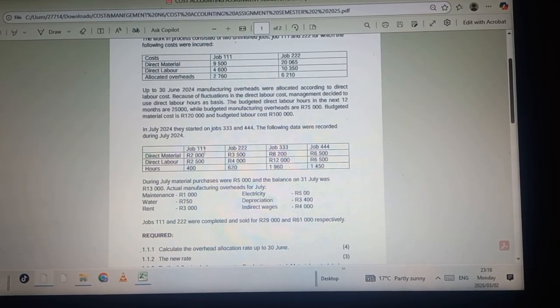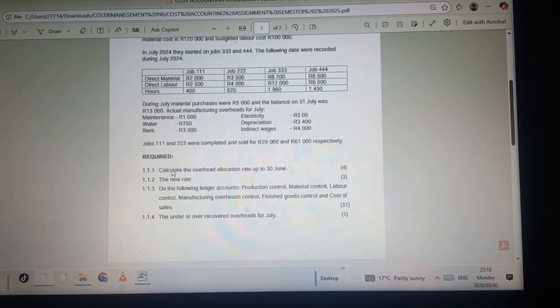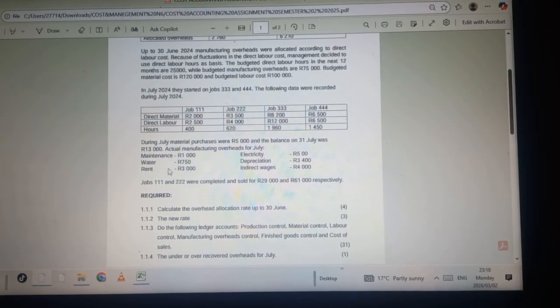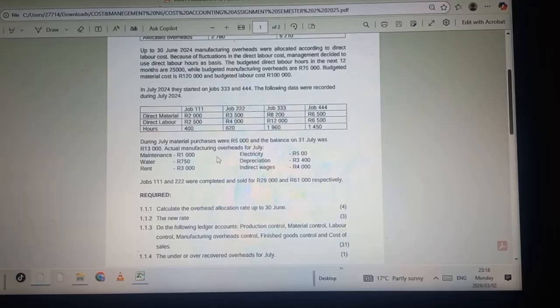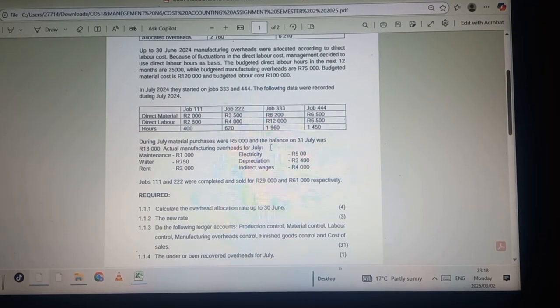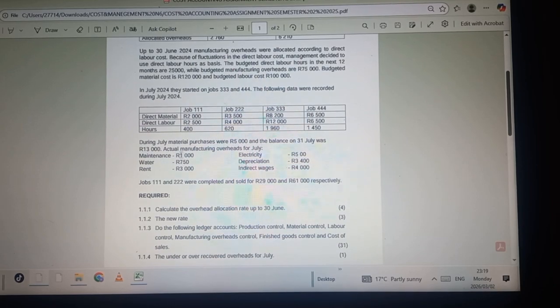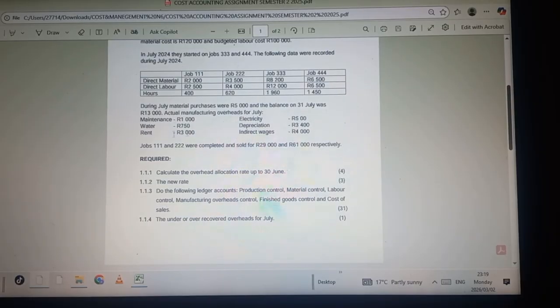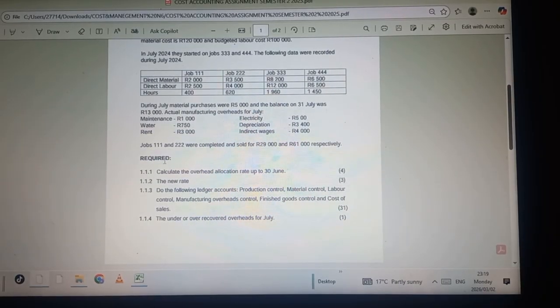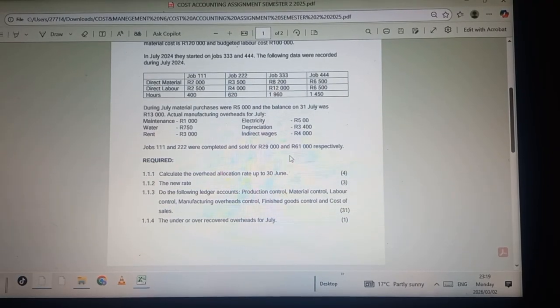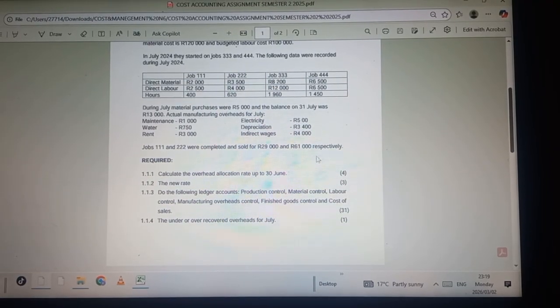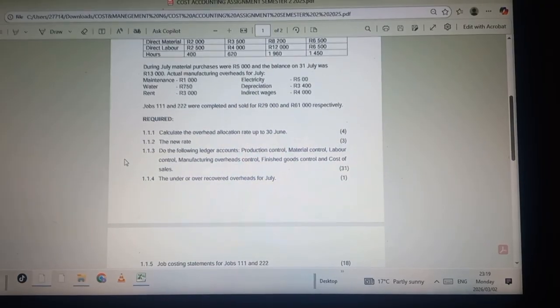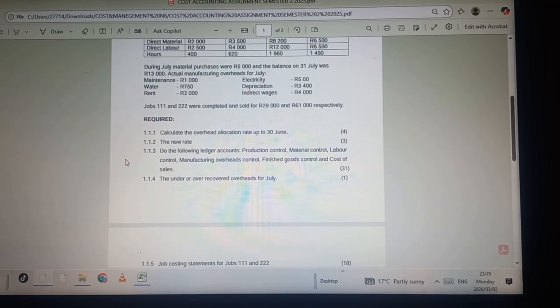The following data were recorded during July 2024. During July, material purchased were 5,000 and the balance on 31st July was 13,000. Actual manufacturing overheads. These are the transactions that will be affecting manufacturing overheads. Job 111 and job 222 were completed and sold for 29,000 and 61,000 respectively. 1.1.1 says we should calculate the overheads allocation rate up to 30 June.